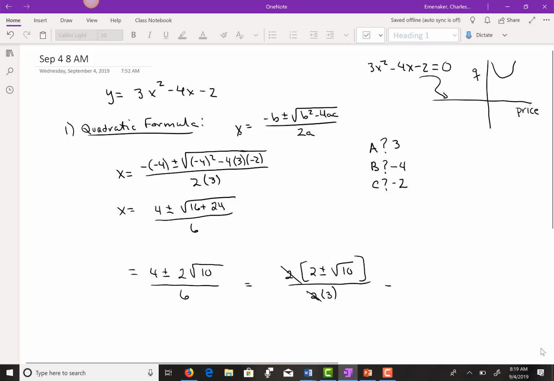Which really means that our solution is going to be 2 plus or minus the square root of 10 over 3. And notice that truly is how many solutions? There are 2 of them there, aren't there? There's one where it's 2 plus the square root of 10, and a second option where it's 2 minus the square root of 10.